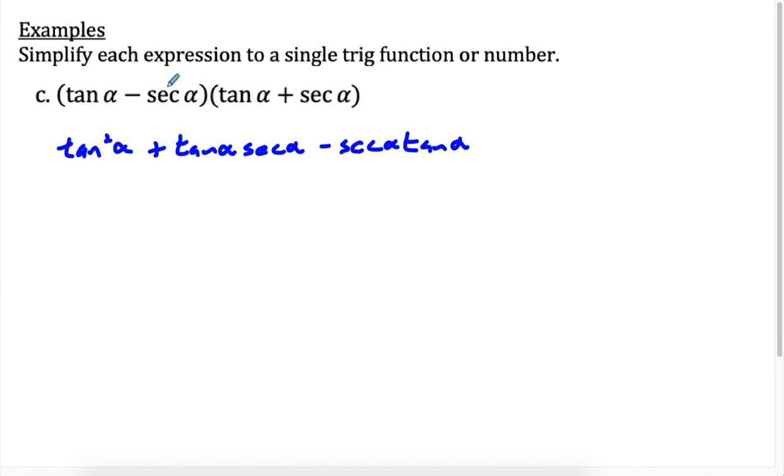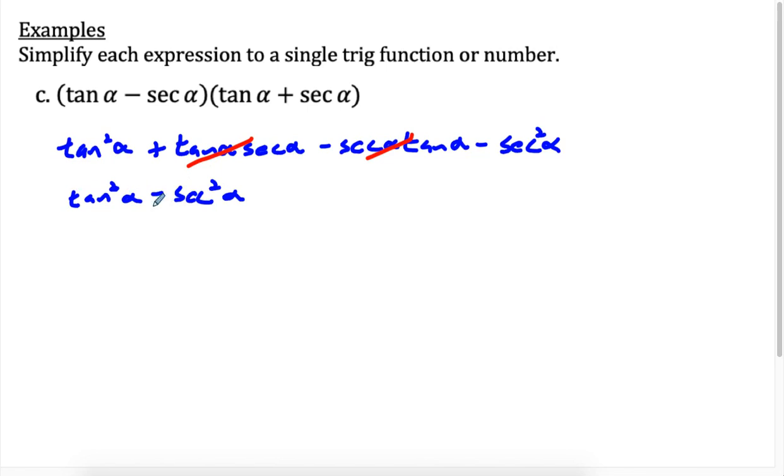And finally, minus secant times secant would be negative secant squared. Okay, so my middle terms here, I've got positive tangent times secant and negative tangent times secant, right? Even though I wrote these in the opposite order, it's multiplication, right? So these are positive and negative of the same term. Those are just going to cancel out. And I have tangent squared of alpha minus secant squared of alpha.